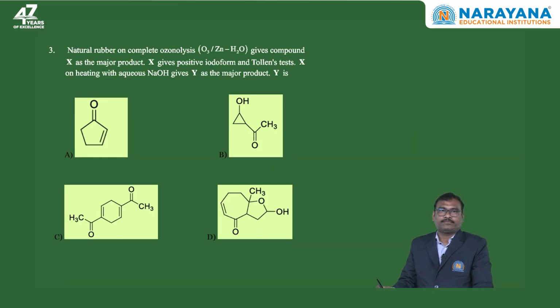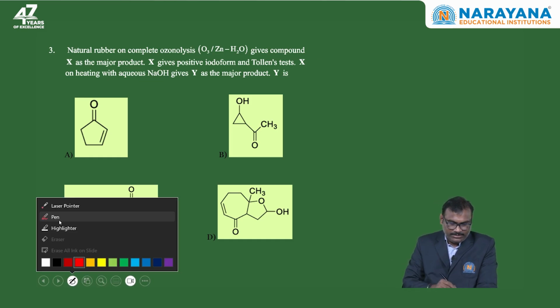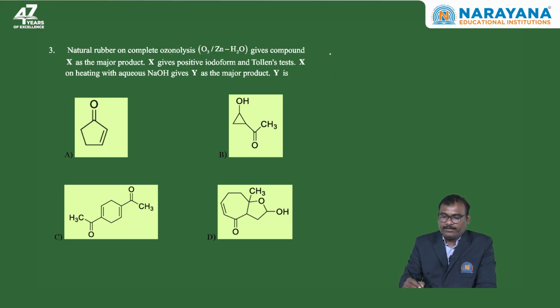Okay students, let us go for question number 3. Natural rubber on complete ozonolysis gives a compound X as the major product. X gives the positive iodoform test and Tollens test. X on heating with aqueous sodium hydroxide gives Y as the major product. First of all, natural rubber. Natural rubber is a polymer of 2-methyl-1,3-butadiene.